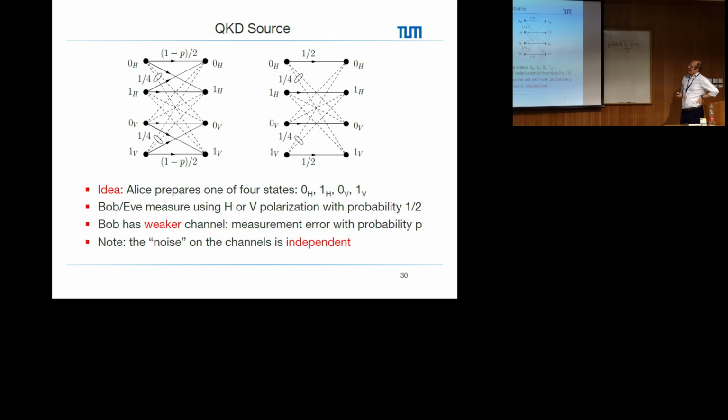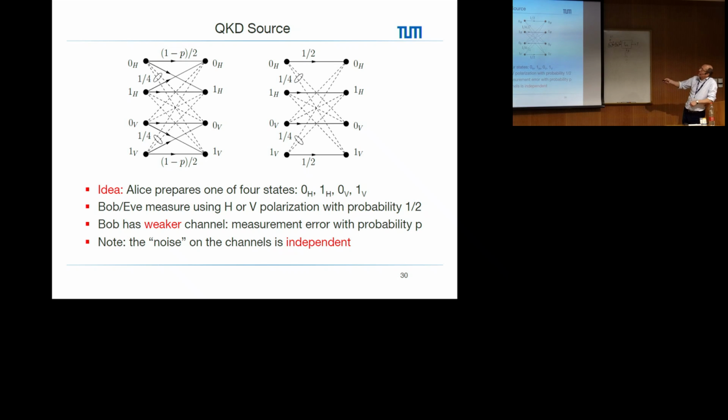So let's look at what I think is a classic quantum key distribution source. So here's the idea. Alice can prepare one of two states in one of two polarizations: plus one or minus one in the horizontal polarization, or plus one, minus one in the vertical polarization. Okay, so she prepares one of two states. We'll label these zero horizontal, one horizontal, zero vertical, or one vertical. So there's four possible inputs based on the four kinds of quantum bit representations we can have. Bob and Eve measure, they can choose to measure either the horizontal polarization or the vertical polarization, and they do so with probability half. And let's assume Bob has the weaker measurement equipment. Bob measures with probability p.